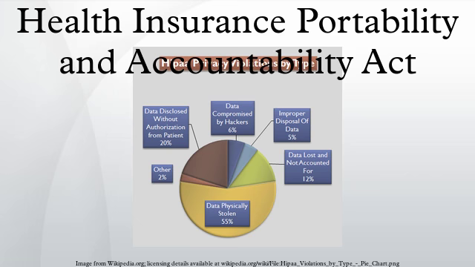Per the requirements of Title II, the HHS has promulgated 5 rules regarding administrative simplification: the Privacy Rule, the Transactions and Code Sets Rule, the Security Rule, the Unique Identifiers Rule, and the Enforcement Rule.